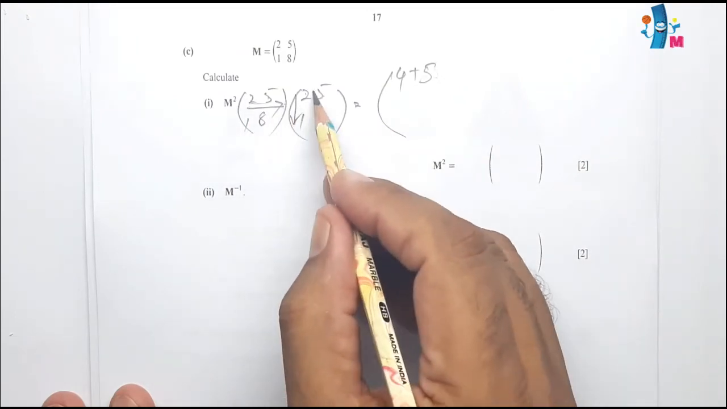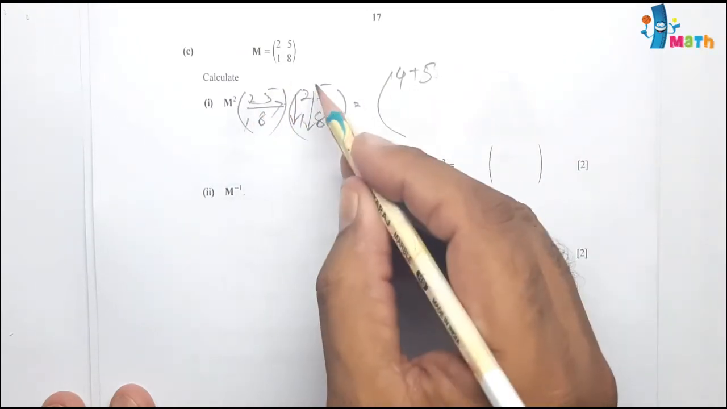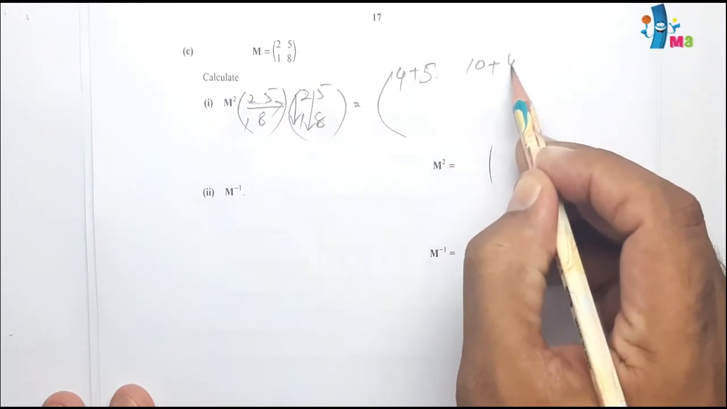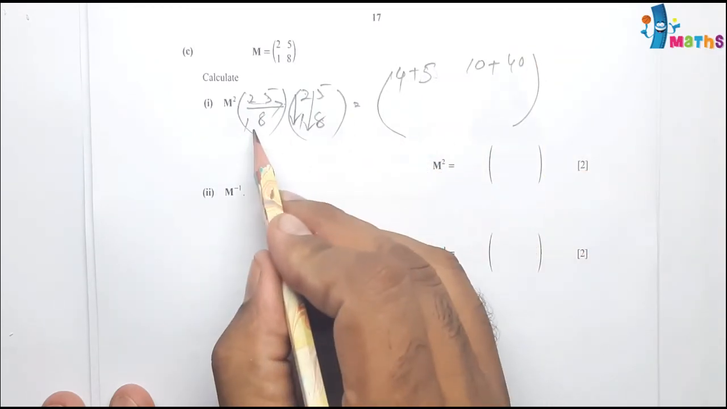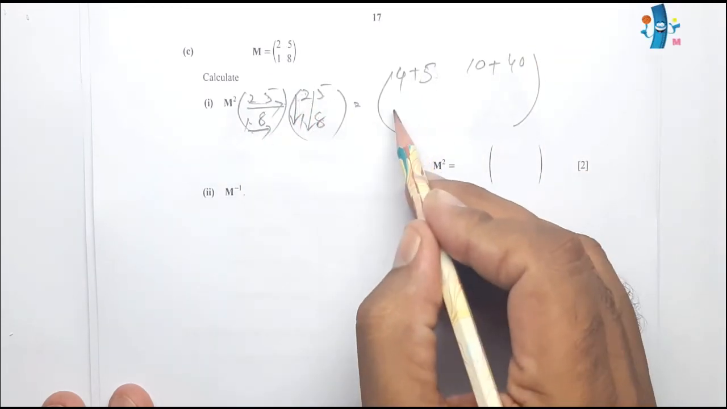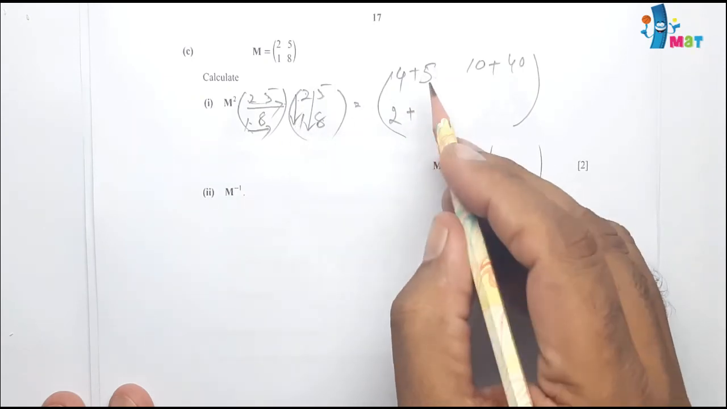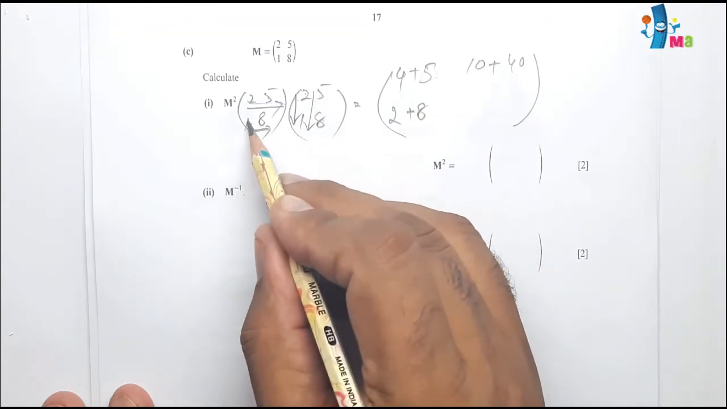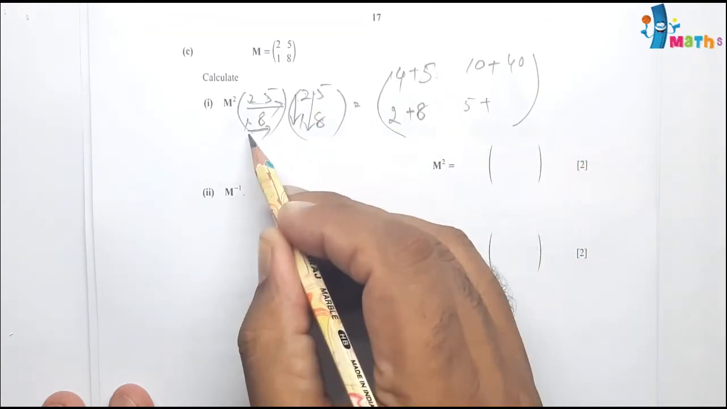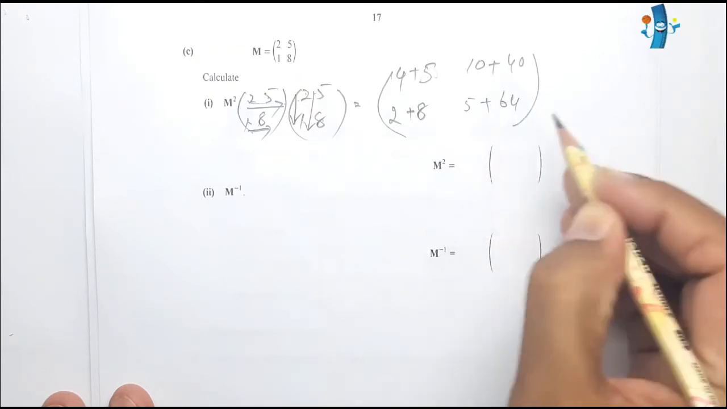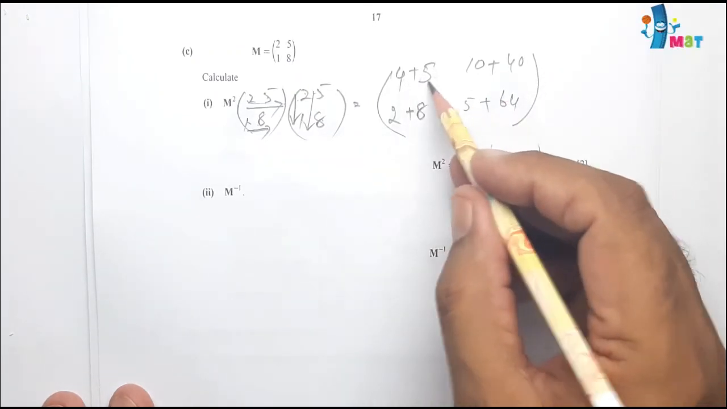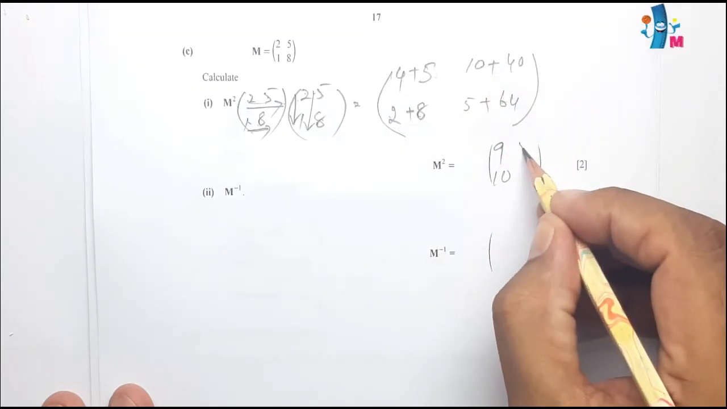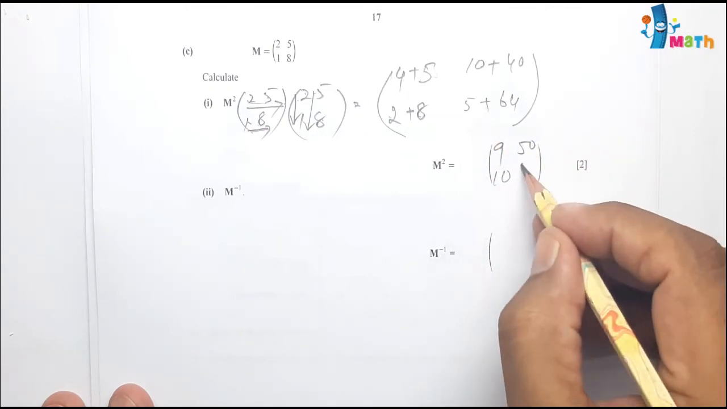Then first row and second column will be here. So 2 into 5 will be 10, plus 5 into 8 will be 40. Similarly, second row, first column, 1 into 2 will be 2, plus 8 into 1 will be 8. Similarly, second row, second column, 1 into 5 will be 5, plus 8 into 8 will be 64. So answer will be 4 plus 5 will be 9, 2 plus 8 will be 10, 10 plus 40 will be 50, and this one will be 69.